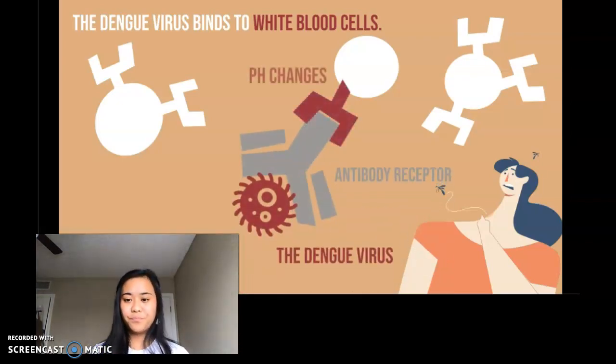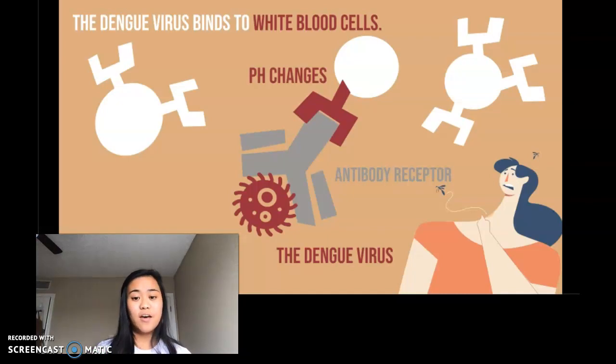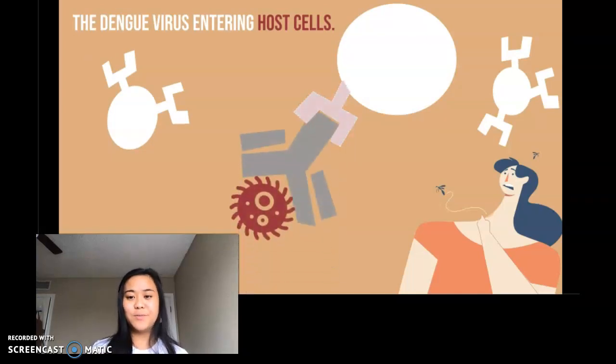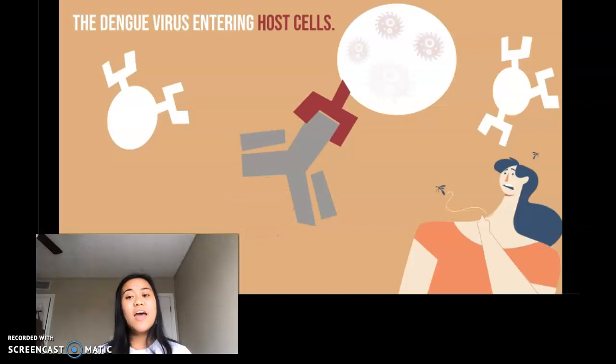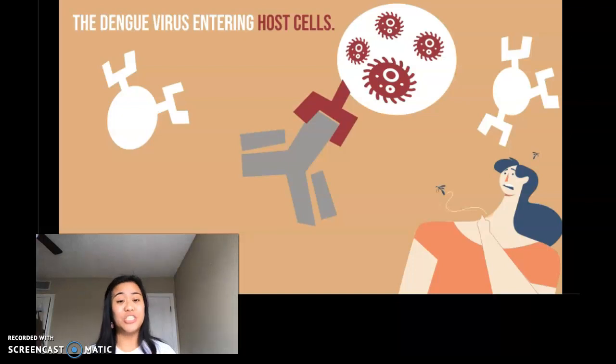So here we have the dengue virus and the antibody receptor. And notice how there's a pH change in the cell, which then allows for more dengue viruses to replicate. So once again, we see that attachment onto the white blood cell, which can then replicate into your other host cells and infect the host. So this is essentially how the dengue virus is able to hijack your own host's machinery so that it can replicate itself within your body.